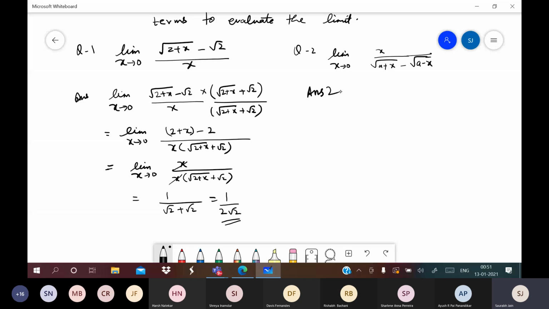Why are you waiting? So this time we should rationalize the denominator. You know why we rationalize? To remove that square root kind of symbols, right? So here it is x. This is root a plus x plus root a minus x. Okay, and you will multiply the denominator as well.